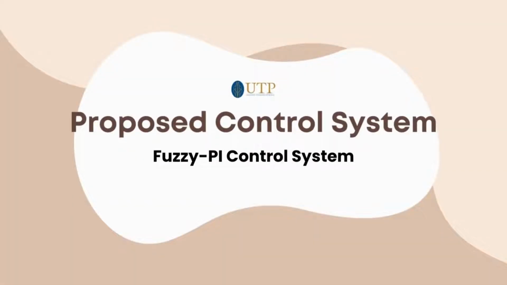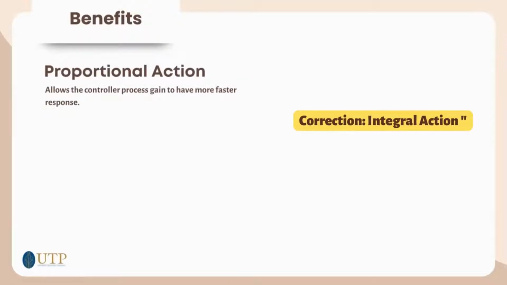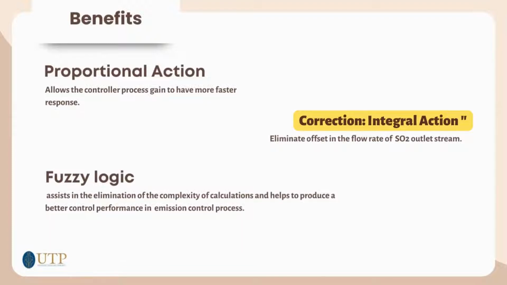For this project, I will be in charge of the proposed control systems for the SO2 emission process in coal combustion. In these systems, a fuzzy PI control system is used due to three main elements: proportional actions, integral actions, and fuzzy logic. Proportional actions allow the controller process gain to have a faster response. However, it will produce offset throughout the process. Hence, integral actions take place to eliminate offset in the flow rate of the SO2 outlet stream. With the addition of fuzzy logic, it can assist in eliminating the complexity of conventional PI calculations, and it helps to produce better control performance in the SO2 emissions control process.